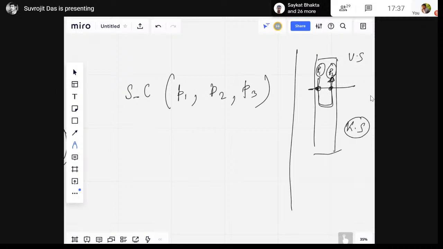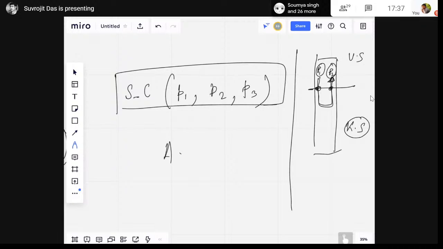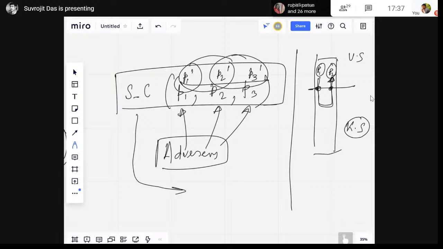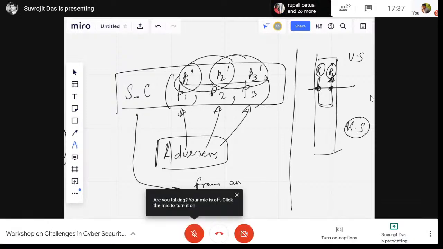Now, if your system call interface is not protected, I can choose an adversary who changes these parameters to P1 prime, P2 prime, P3 prime, all three together, or one at a time, or two at a time, or a combination of both. And after changing these parameters, the system call is executed, and you can frame an attack on the operating system.